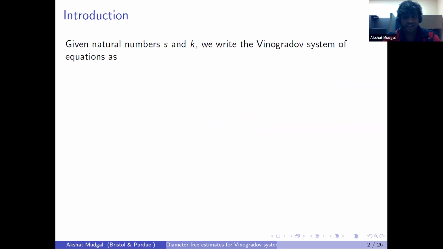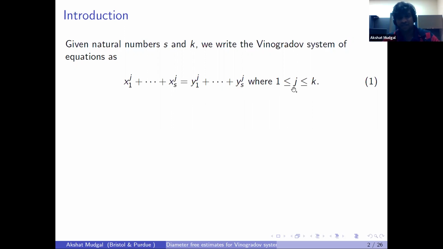Given natural numbers s and k, a Vinogradov system of equations is a system of k equations, each having a uniform degree. So in particular, you have s variables on both sides, and you have k equations, and each equation has jth powers, where j runs from 1 till k.